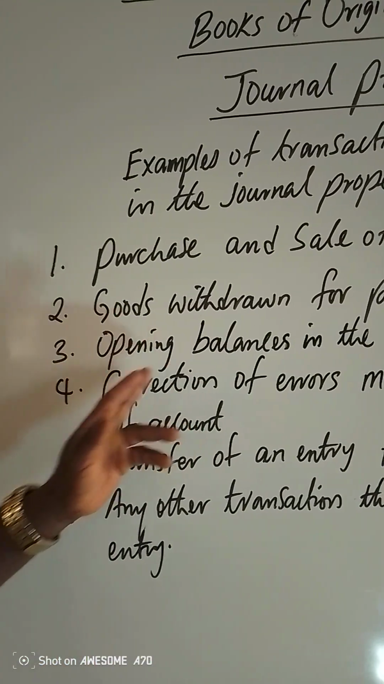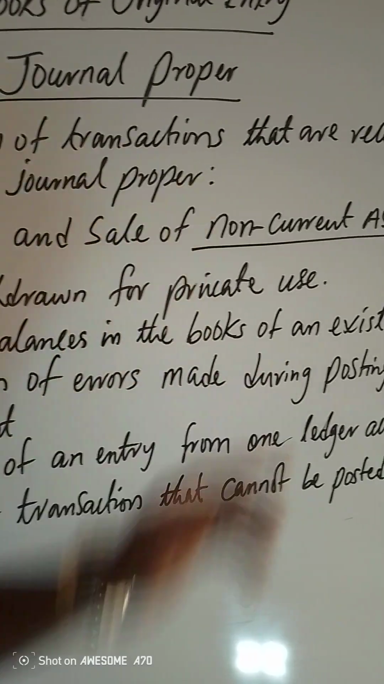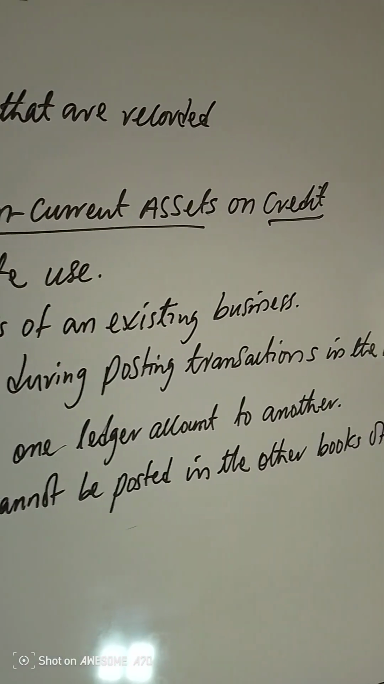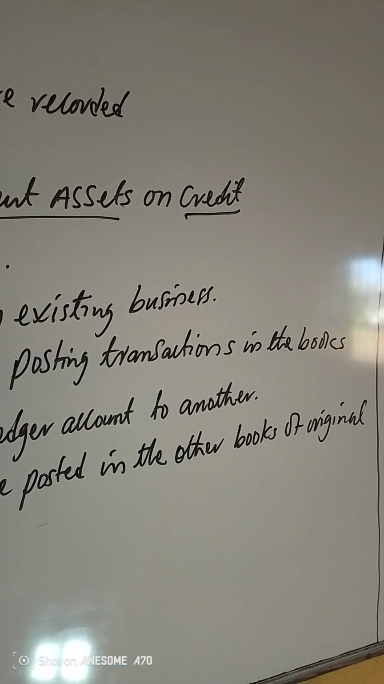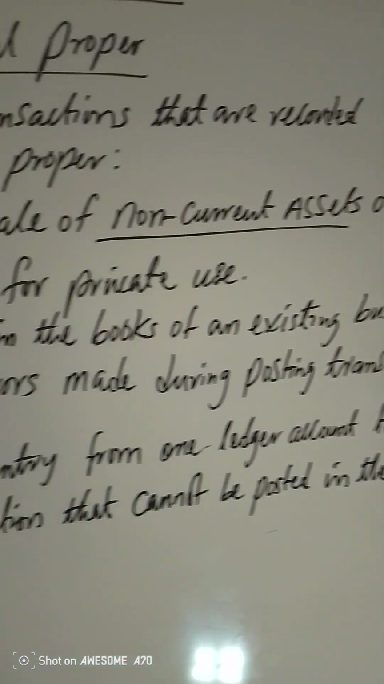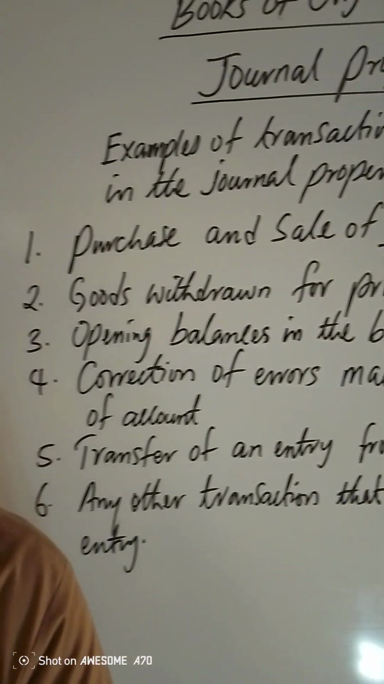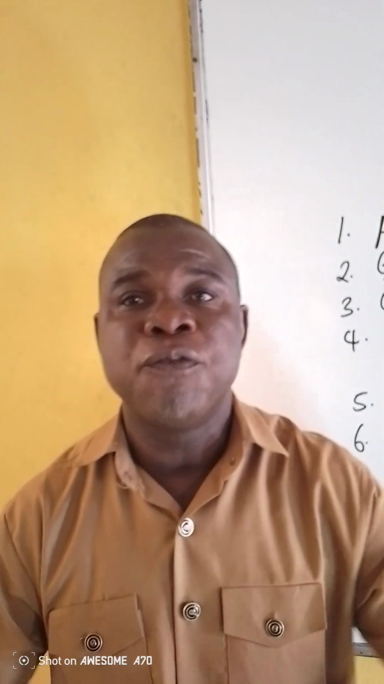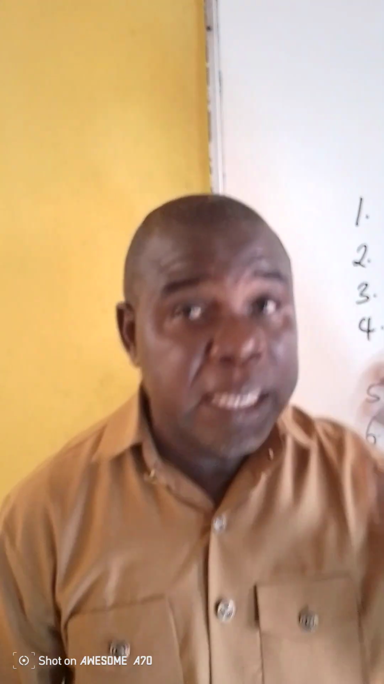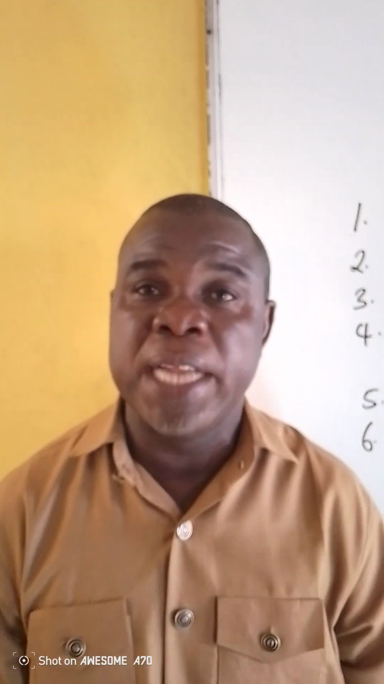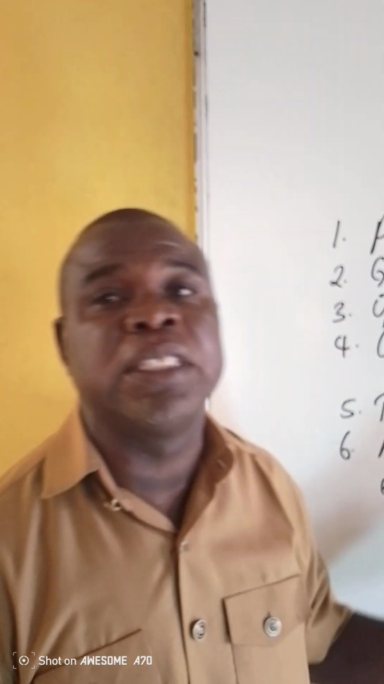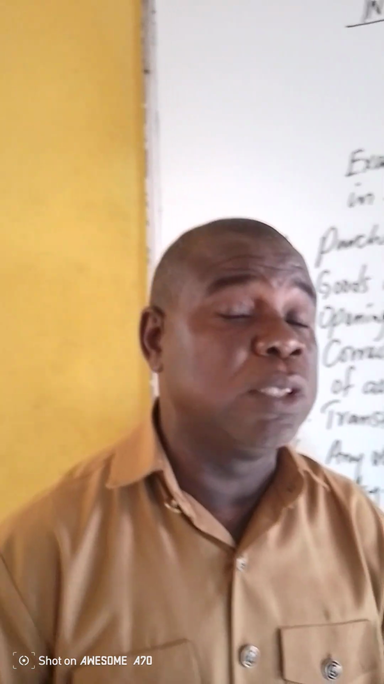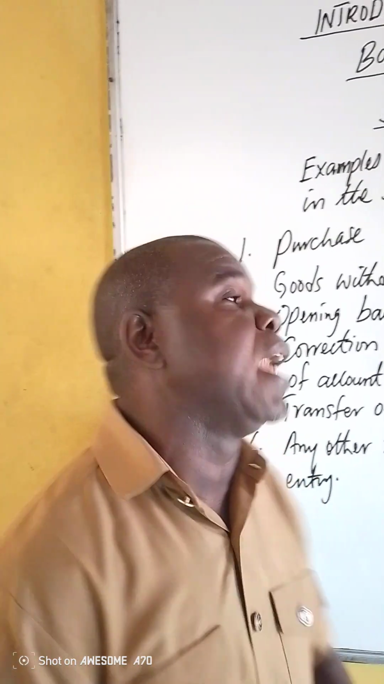The next is opening balances in the books of an existing business. You know, an existing business, because of going concern, has opening balances, like opening balance of cash, opening balance of bank, opening balance of stock, assets, and others. So such opening balances are recorded in the journal proper. As you arrange them, I am going to do justice to all the examples. We are going to treat them one after another, and you will see how they are recorded via the journal proper.